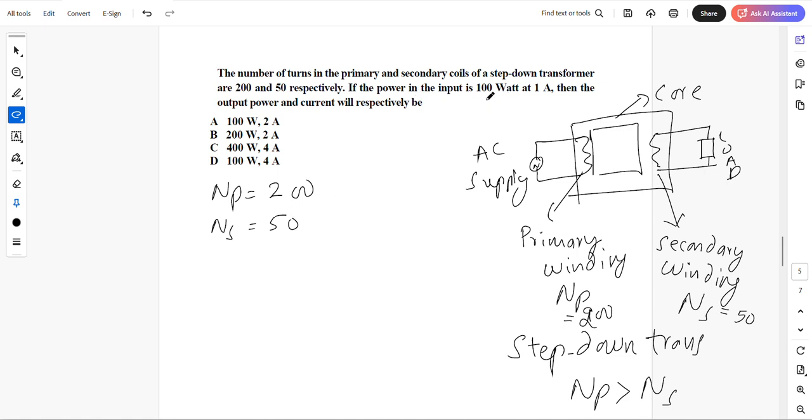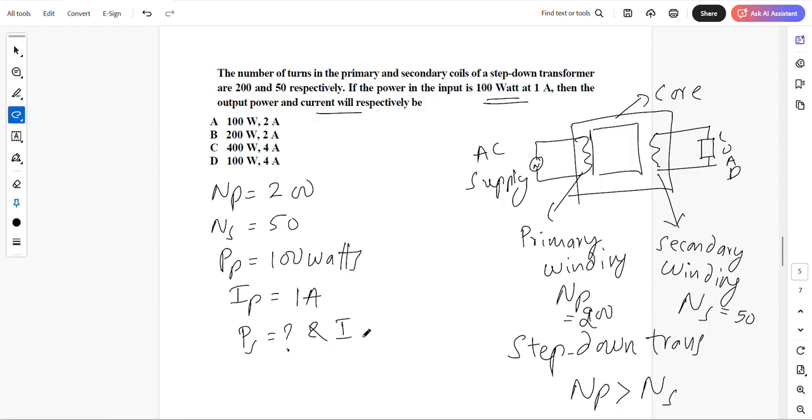If the input power PP is how many watts? 100 watts, at 1 ampere. 1 ampere means IP only. IP is equal to 1 ampere. Then the output power and current. What are they asking? They are asking output power PS is equal to question mark, and current IS is equal to question mark.